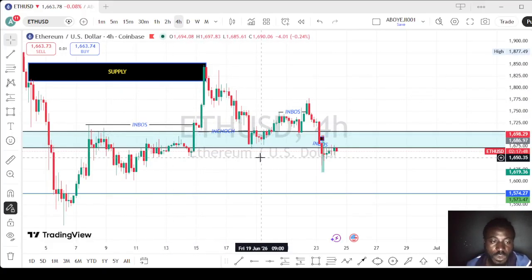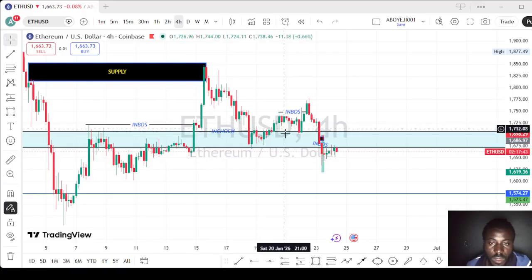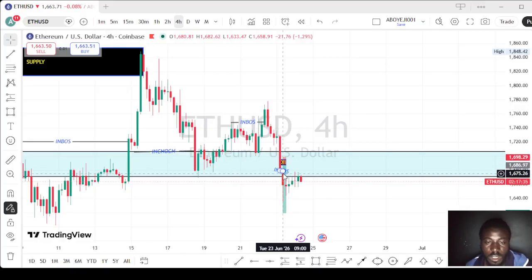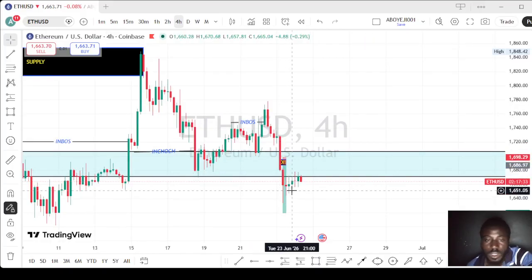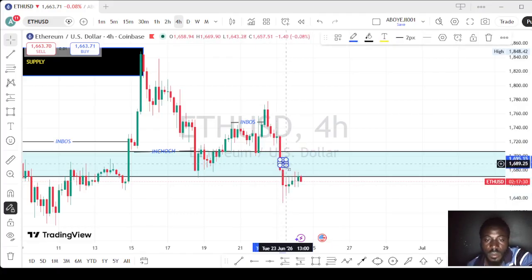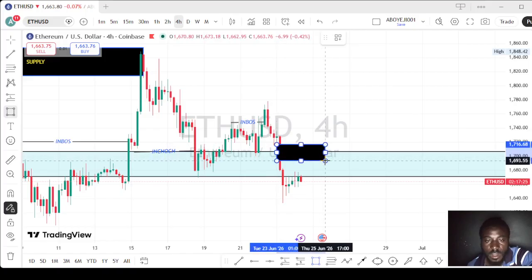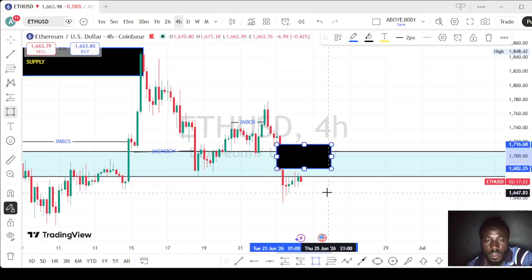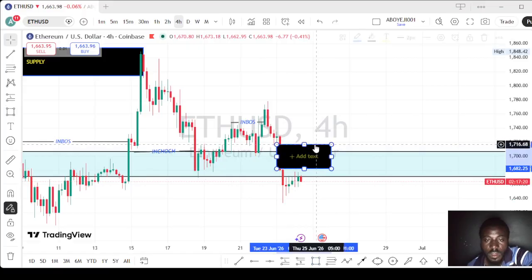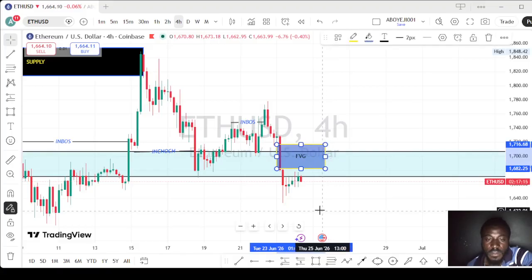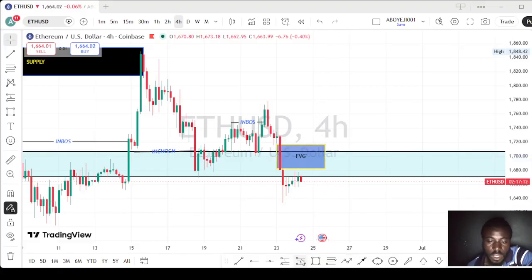And as for me, this is what we are having inside the market. This is what the market is giving us, and we are having a construction here. We have change of character here. There is FEG here. This is the FEG. I'm expecting the market to sell again.